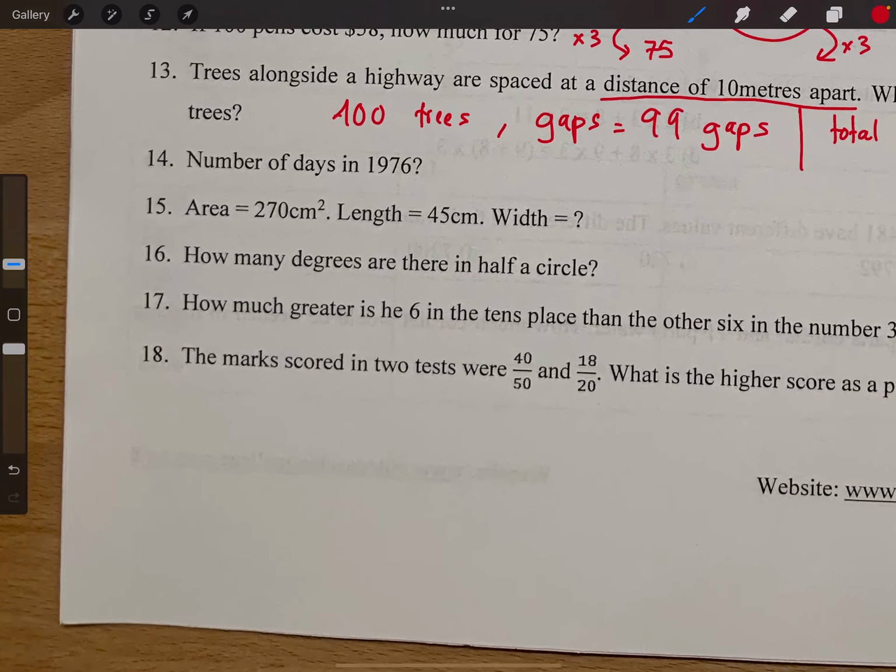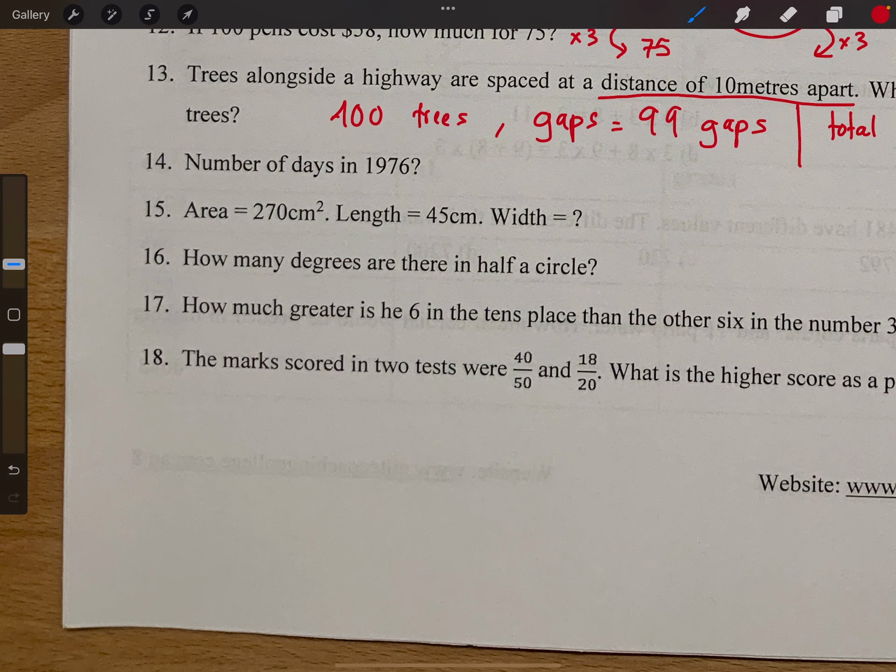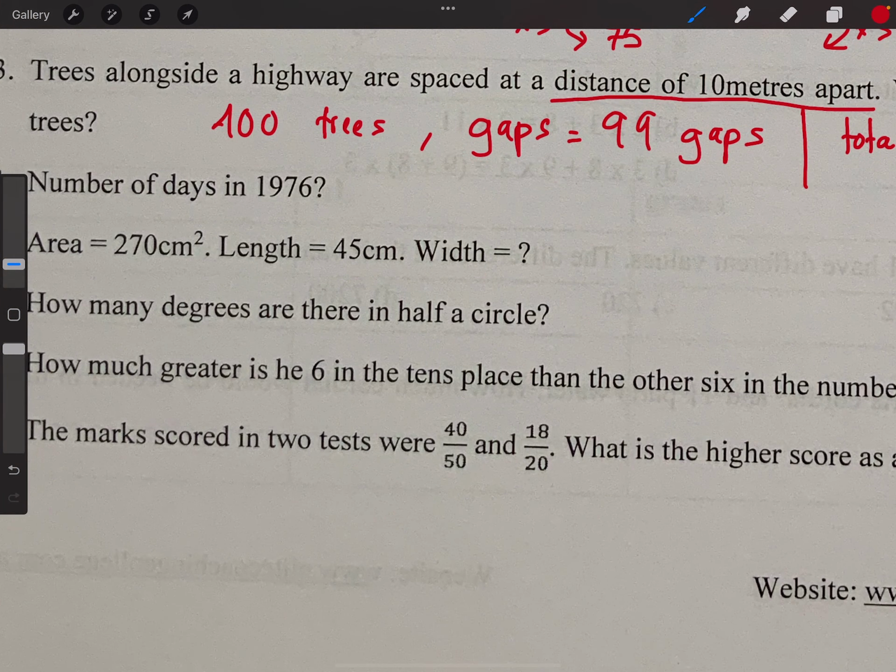Okay, question 14, number of days. To find a number of days, all we've got to do is divide it by 4. Now, is this divisible by 4? Yes, it is. I can tell because the last 2 digits are divisible by 4. This is me using the divisibility rule, which says that if I want to know if a number is divisible by 4, just look at the last 2 digits.